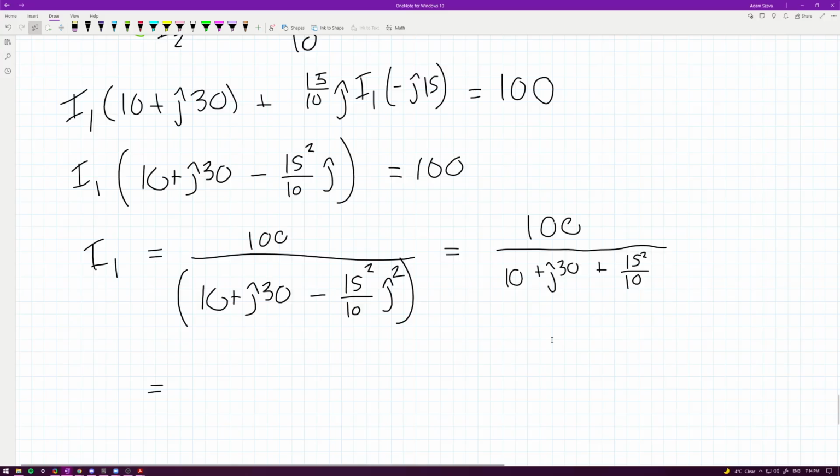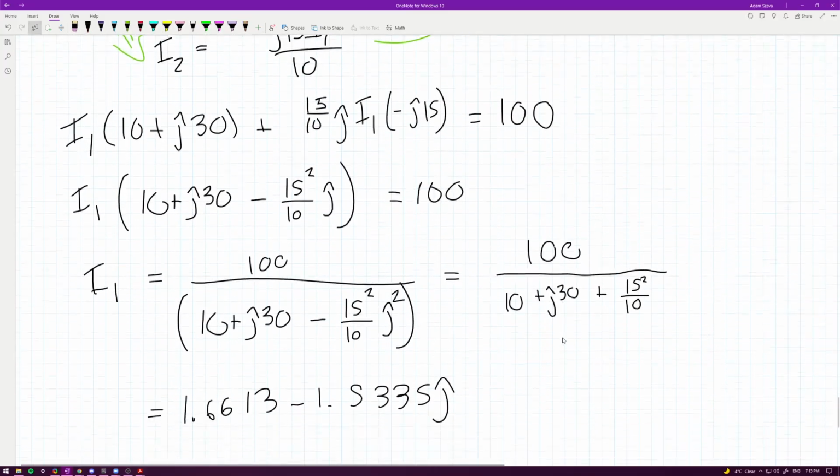100 over 10 plus 15 squared over 10 plus 30J is 1.6613 minus 1.5335J. And then I'll just leave it in rectangular for a second. I'll put in polar at the end.